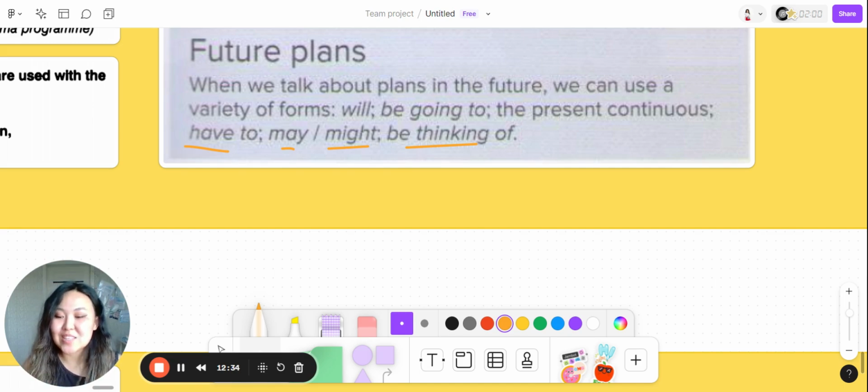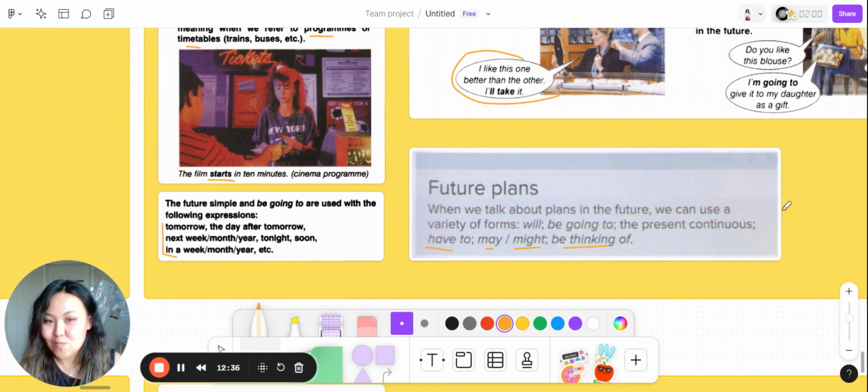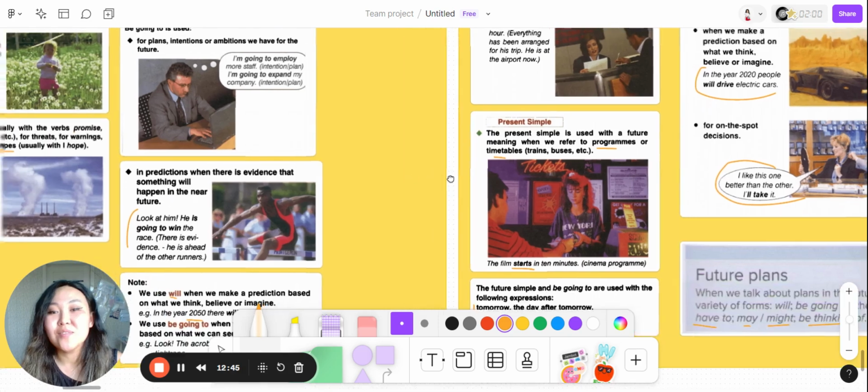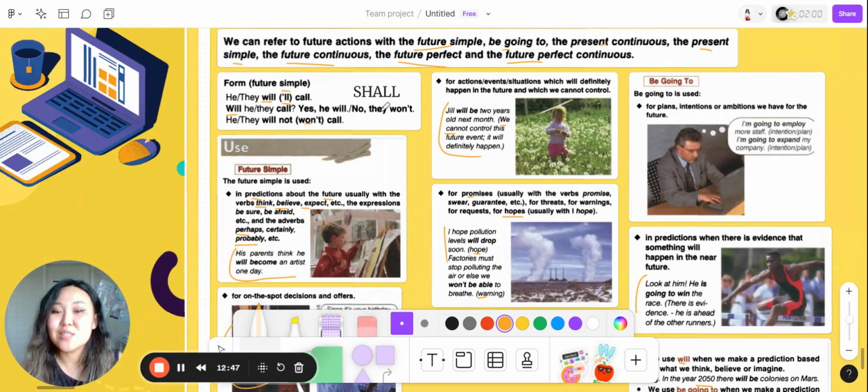So I hope that everything was useful, and there will be some tasks as usual. And next time we are going to talk about the tenses that I've mentioned before: future continuous, future perfect, and future perfect continuous.